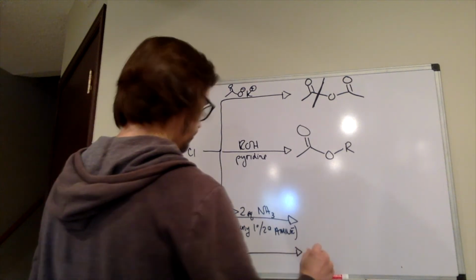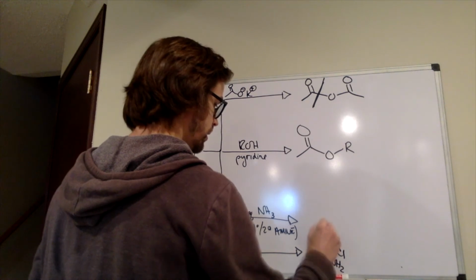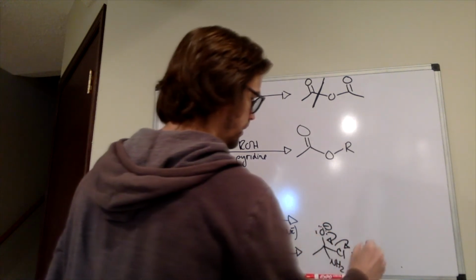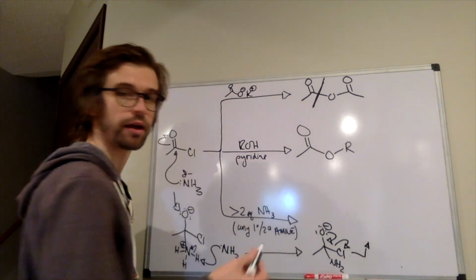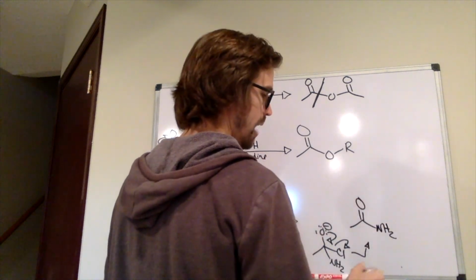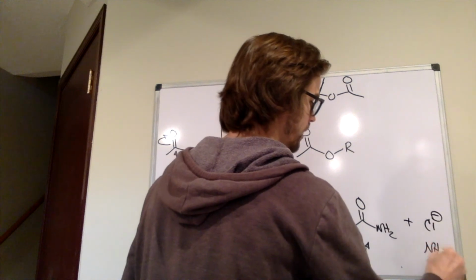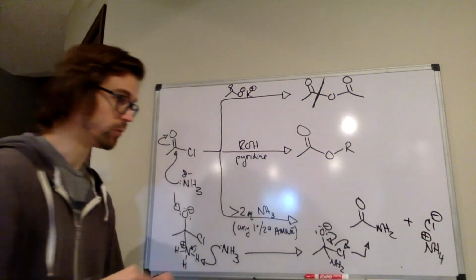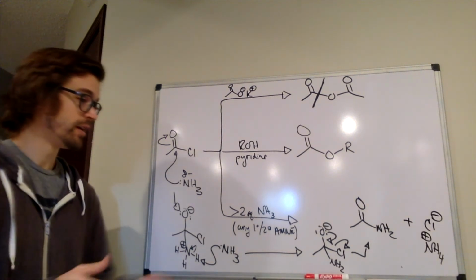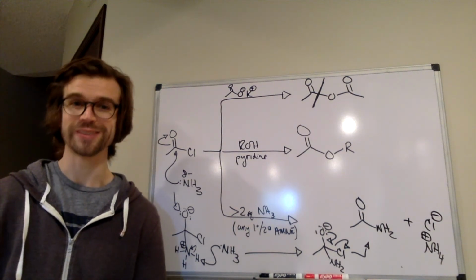So that would provide us with the tetrahedral intermediate that would then collapse down and kick out that chlorine ion to provide us with the amide product. So that would be the amide. We have Cl-, and we also have NH4+. So again, acid chlorides are a really reactive carboxylic acid derivative. We can make anything from them, any carboxylic acid derivative at least.